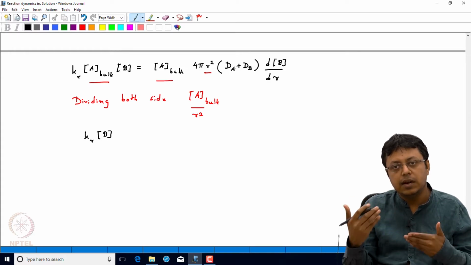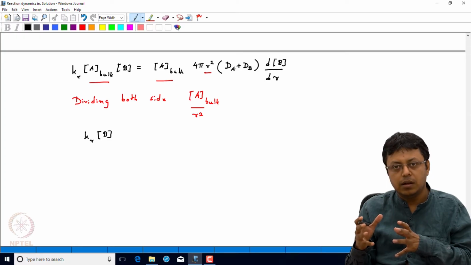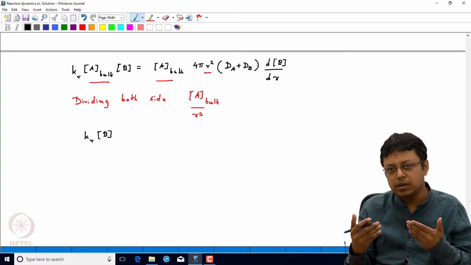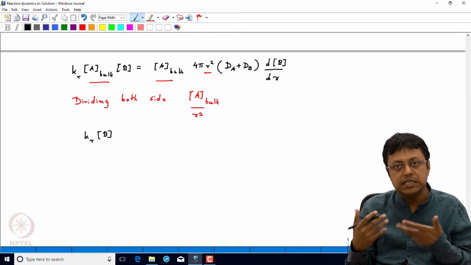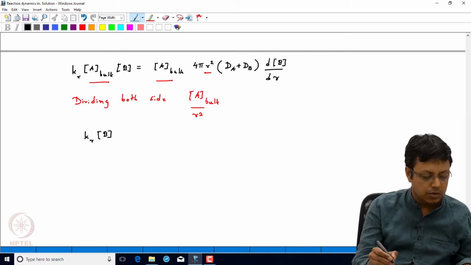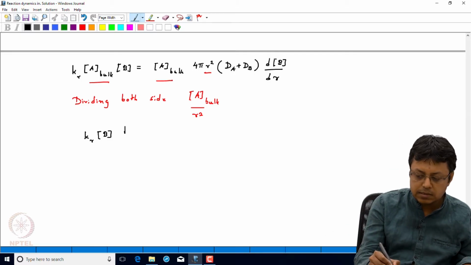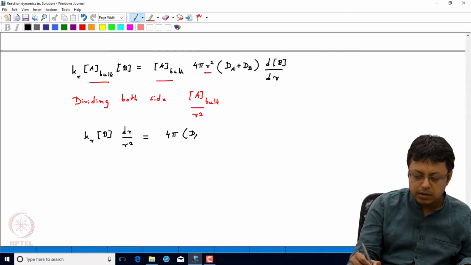And since this is only radially varying, this is just del R of B, but we are not using the del notation right now, because it is independent of theta and phi. So we can actually write it as d dr, because the only spatial variable is r. So we can write dr by r square is basically equal to 4 pi r square, already we have removed, dA plus dB into dB.